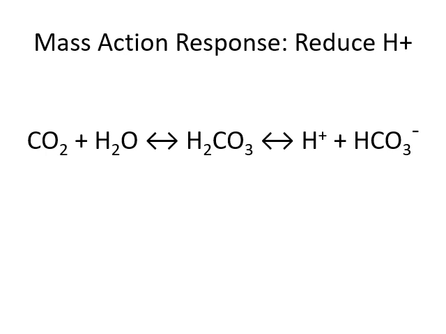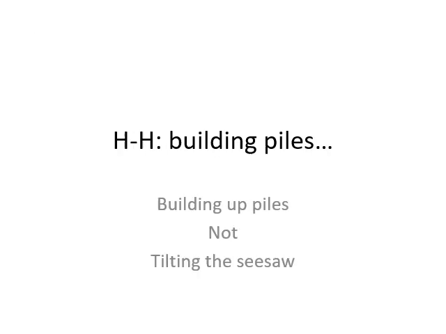If we're thinking about mass action to reduce the number of hydrogen ions present, to increase the pH ultimately, how does that happen? We can think of it as building piles. We're making things bigger, or making the pools bigger. Not like a tilting seesaw where we're putting stuff on and things tilt the opposite way. We're making piles. So let's illustrate that.